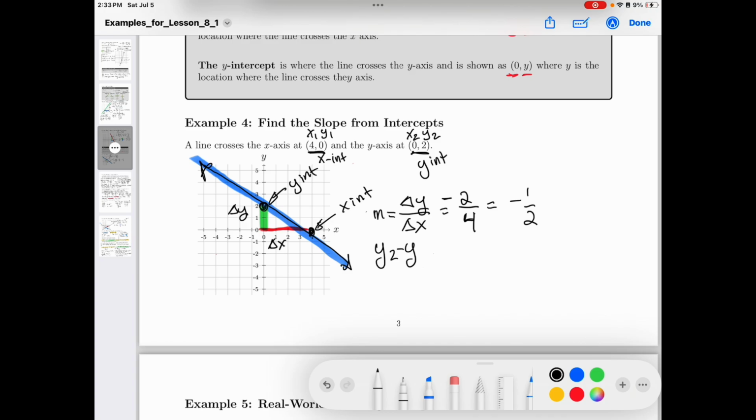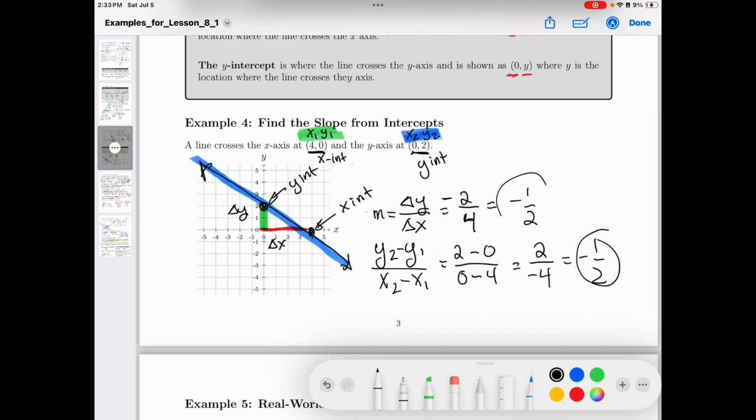Now, if we do this using the formula, here are my points up here. Here's my second point. Here's my first point. So when I take y2, which is 2, and I subtract y1, which is 0, that gives me 2 on top. And then if I take my x2, which is 0, and I subtract my x1, which is 4, that gives me -4 on the bottom. So that gives me 2 over -4, which is -1/2.